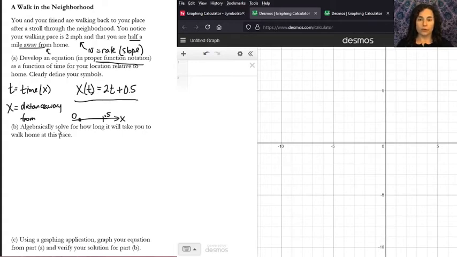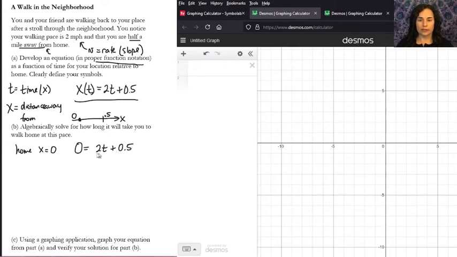Then it says algebraically solve for how long it will take you to walk home at this pace. Well, algebraically, I can do a graph on this, or I can think about it, but I want you to solve with algebra. So that means writing an algebraic equation down and solving for a variable. I'm going to notice that at home, the position of home, x equals 0. So actually, I'm going to write out this equation. 0 equals 2t plus 0.5. And I'm looking at this equation.